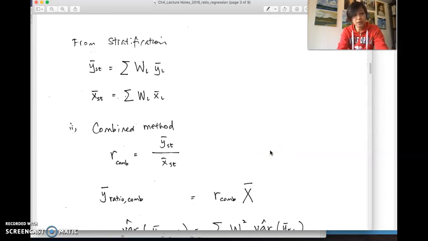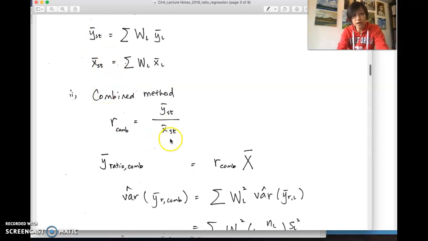The second method is called the combined method. In the combined method, we first apply stratification techniques. If I collect the sample y bar, I add them up together weighted by the population fraction, then I have y bar under stratified random sampling. I add up all of the sample x bar, weighted, so I can also estimate the x bar under stratification. Now I look at the ratio of them, which becomes one constant, R. This is called the combined ratio R. Using this overall R, I can multiply it by the overall true population X bar to estimate my Y bar for the entire population.